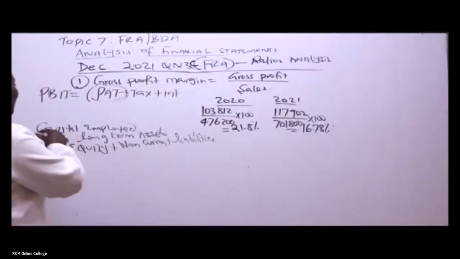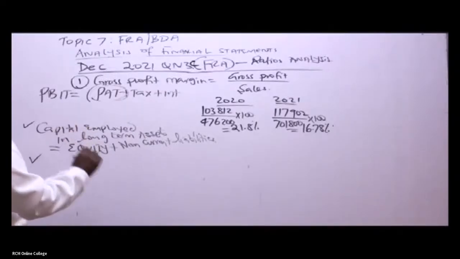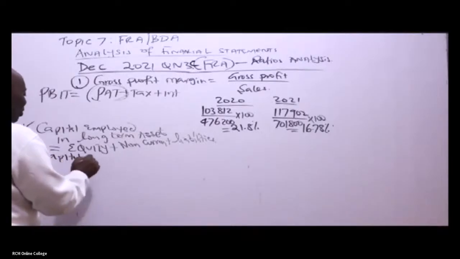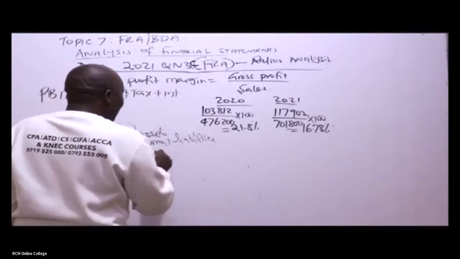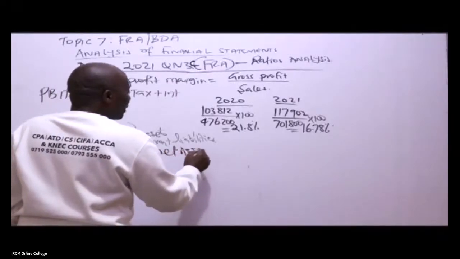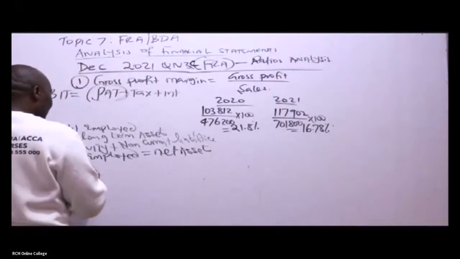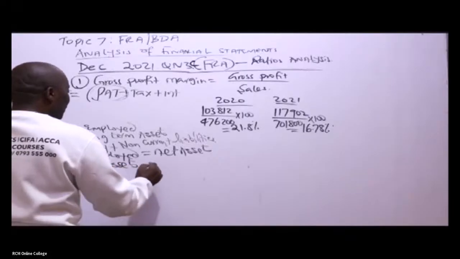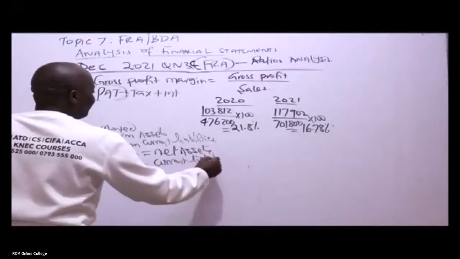This capital employed can also be looked at from what we call the net assets approach. And how do we get these net assets? It's very easy. You take, in this case, the total assets minus current liabilities.